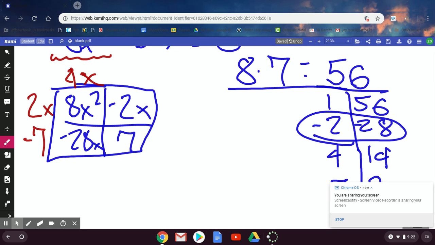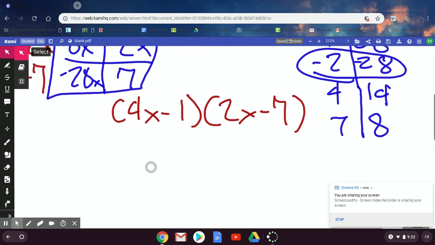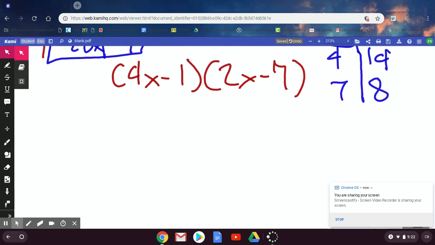So what's negative 7 times something equals 7? Well, that's going to be negative 1. So therefore, our answer is 4x minus 1 and 2x minus 7. But we're not done. We have to make the parentheses equal to 0.